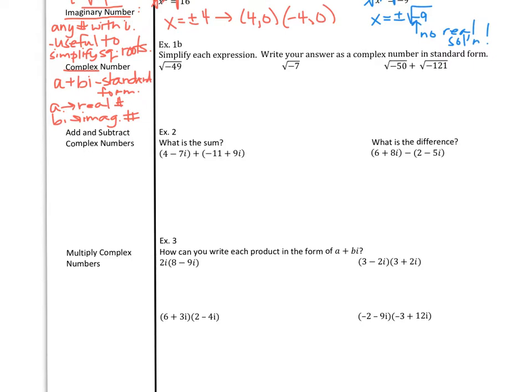To work with numbers involving i, we look at what's called a complex number. And a complex number in standard form is written a plus bi. So it has a real part, which is the a part, and an imaginary part, which is that bi part. When you are simplifying, you might be asked to write your answer in standard form. Let's see how that works with these examples on the right. Simplify each expression. Write your answer as a complex number in standard form. Based on those directions, we have to have the form a plus bi when we're done.